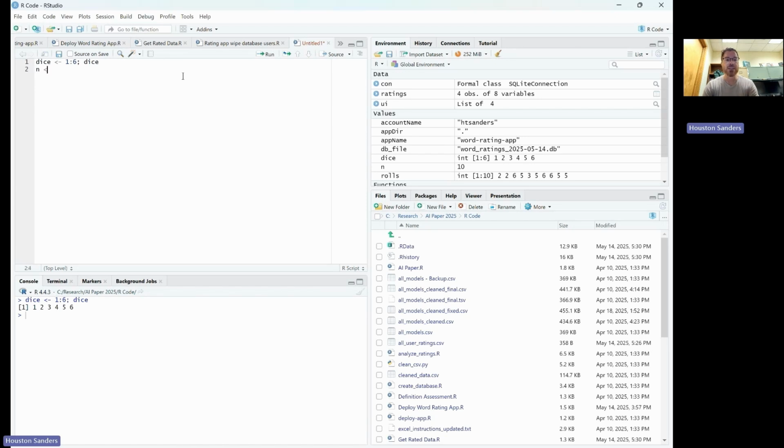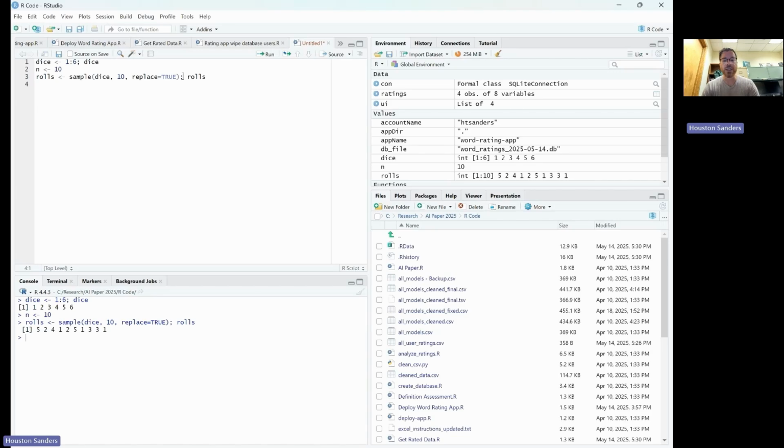Then I'm going to set an object n, which will be how many times we're going to roll that die. Now we're actually going to roll the dice. We have a six-sided die, and we'll roll it 10 times. I'm going to set this as rolls. We're going to sample dice 10 times with replace equals true, which just means that I can get the same value more than once. Now I will tell it to show us what the outcome rolls are.